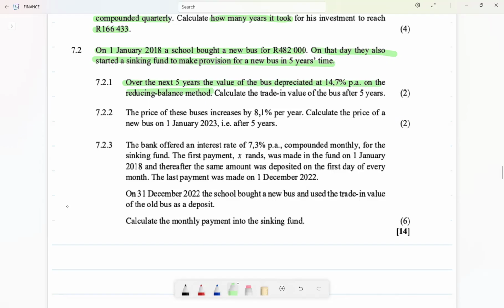Can you see? When they're talking about depreciation and inflation, they just say 14.7% per annum, or per year. That's the same thing. There's no compounded monthly or quarterly. Inflation and depreciation always occur yearly. They say calculate the trading value of the bus after 5 years. The trading value is the value that it will be worth after 5 years.